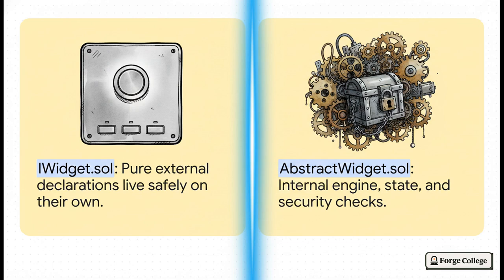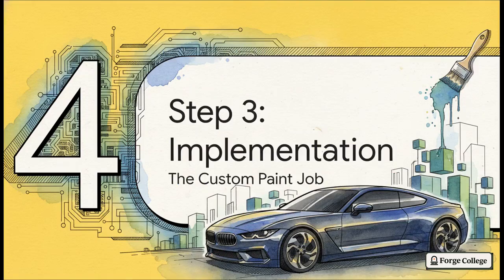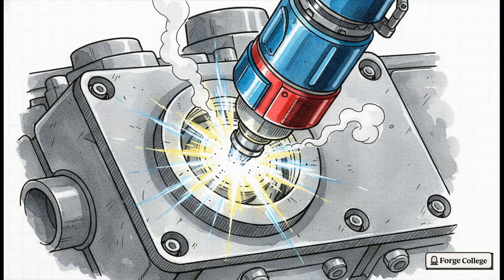Meanwhile, your smart contract developers can safely tinker with the heavy engine logic inside the abstract contract. It's super clean. Next up is Section 4, Step 3, Concrete Implementation, or as I like to call it, the custom paint job. Enter widgetimp.sol, the custom paint job and the actual fuel in the tank.